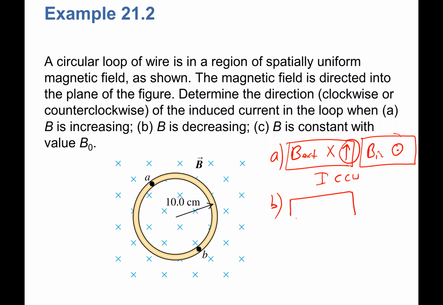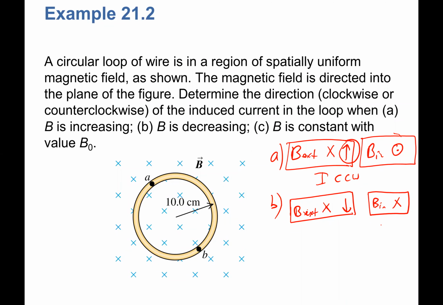All right, so let's look at B. For B, what we get is this. The external magnetic field is still into the page, right? But this time it's decreasing, that means becoming less and less. Well, again, the loop doesn't like that, so it wants to oppose this. To oppose that, the induced magnetic field has to be such that it increases the external magnetic field. That means it has to be in the same direction as the original magnetic field. That means it has to be into the page.